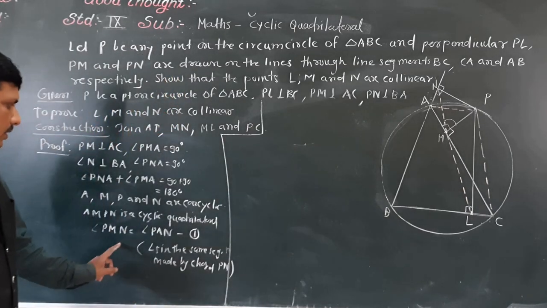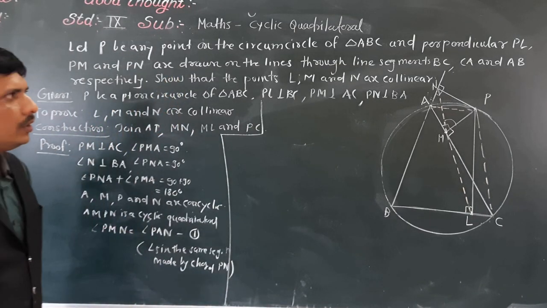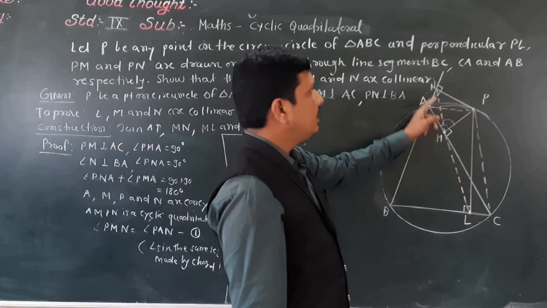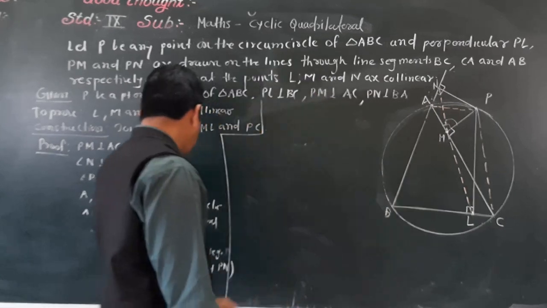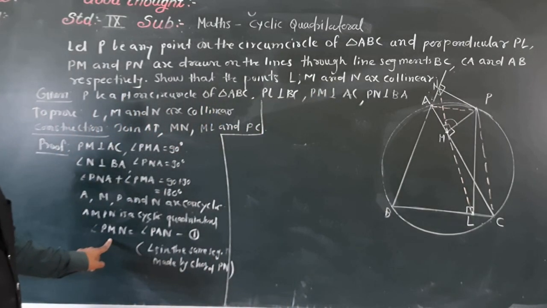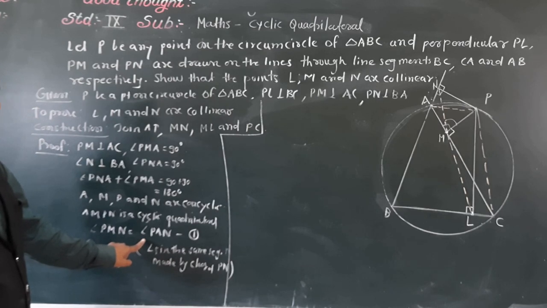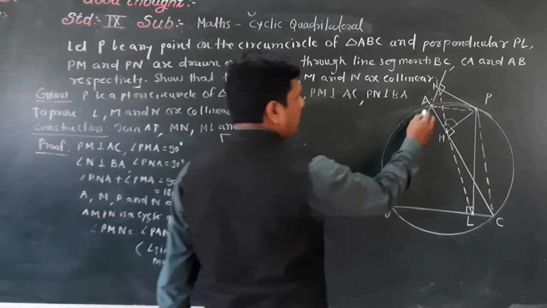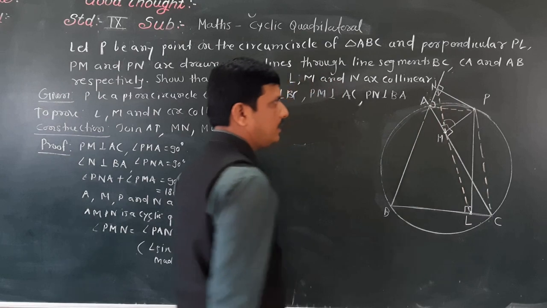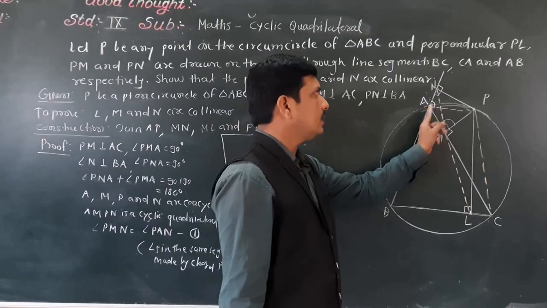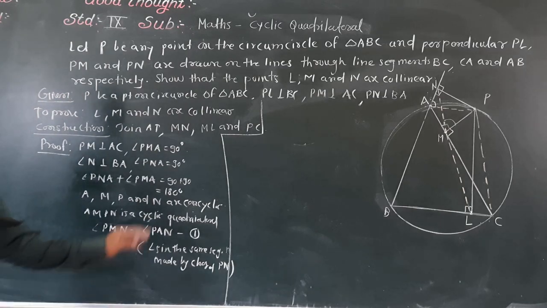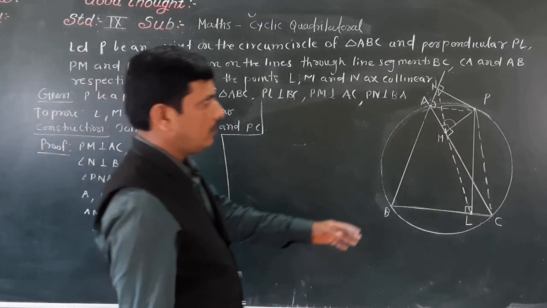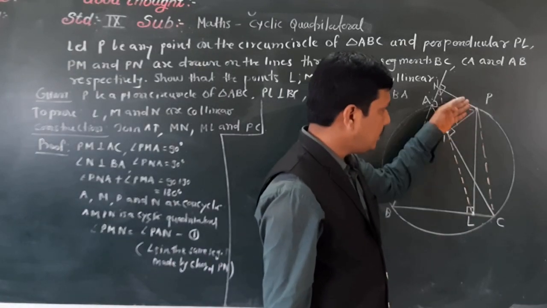So here I said this is first: PMN is equal to PAN. These two angles are equal because they are in the same segment. This angle and this angle are equal because both angles are in the same segment. Understood? Now we will think about it; we have joined PC.